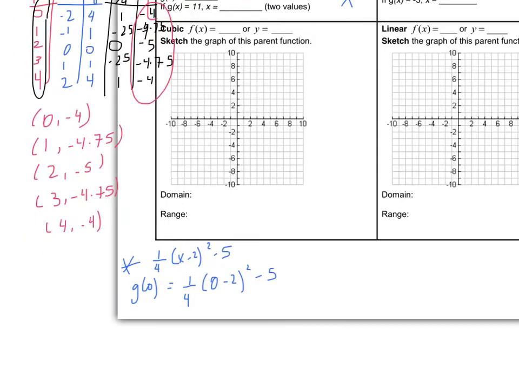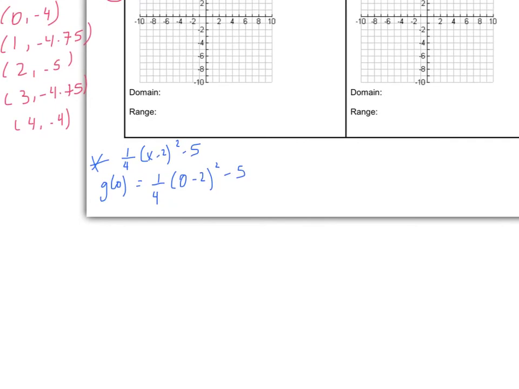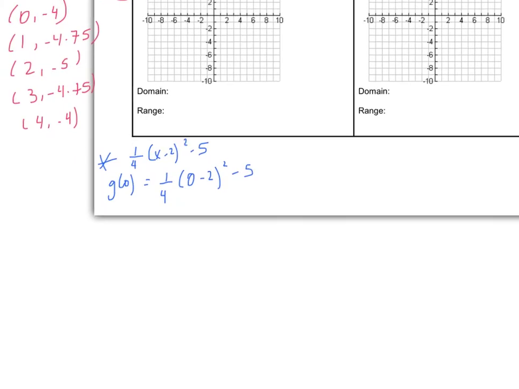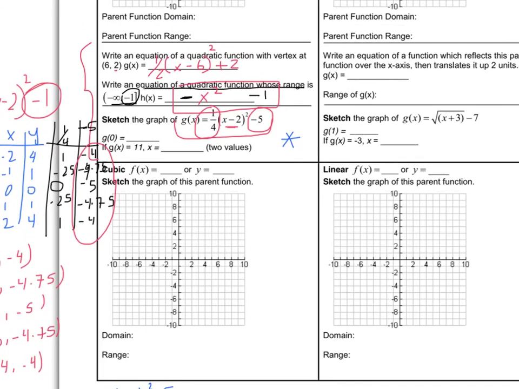Remember PEMDAS, you always have to start with the inside of the parentheses. So it's going to be 1/4, 0 minus 2 is going to be negative 2 squared minus 5. PEMDAS. After the P, there's the E, which is the exponent, so you have to get rid of the exponent. Negative 2 squared is going to be 4, so it's going to be 1/4, 4 minus 5. After exponent, there is multiplication, so by multiplying those, 4 is gone. 1 minus 5 is a negative 4, so g of 0 is negative 4. Let's write it up here. It's going to be negative 4.